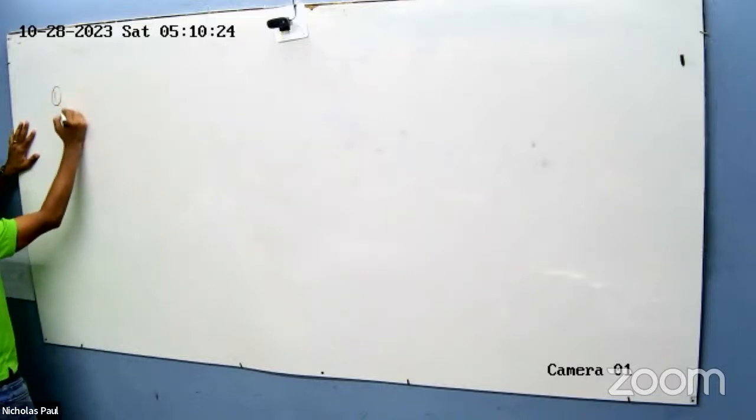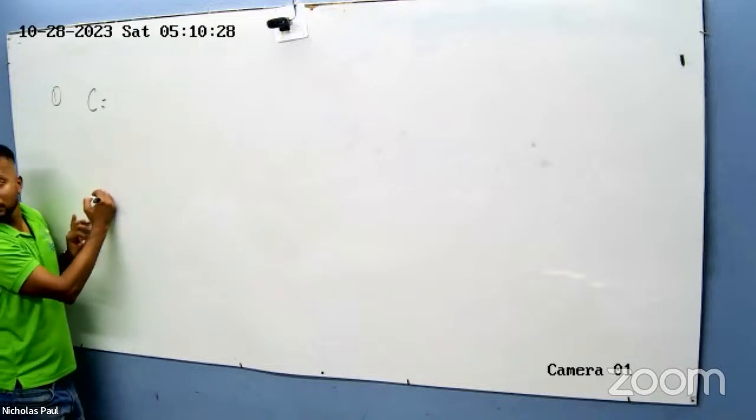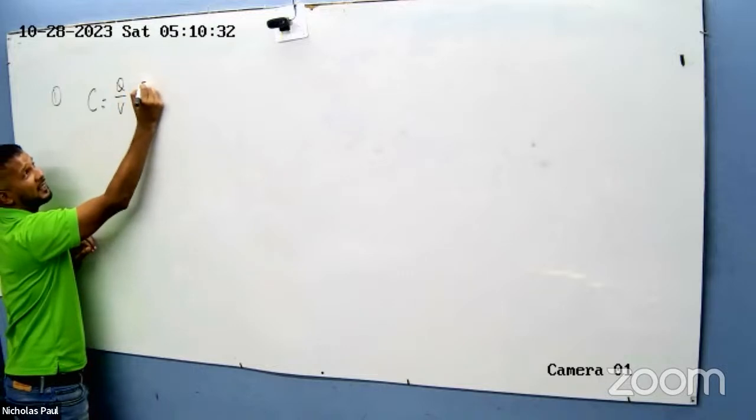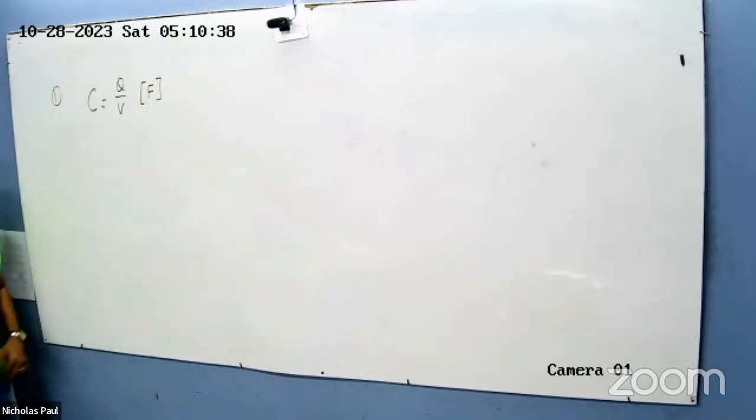So the first thing we need to remember is that capacitance is what? Capacitance is Q on V, and it is measured in farads. And the values are generally real small, micro and pico.